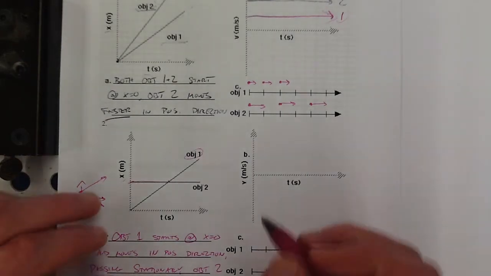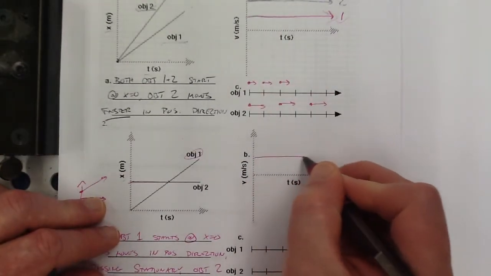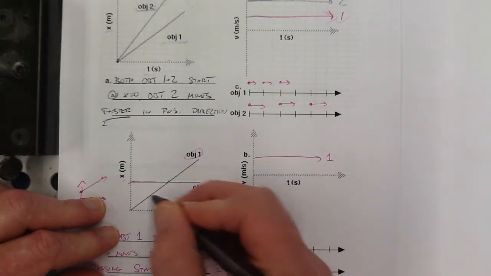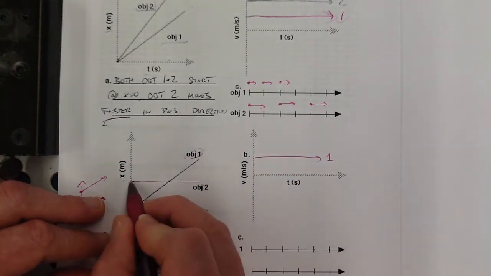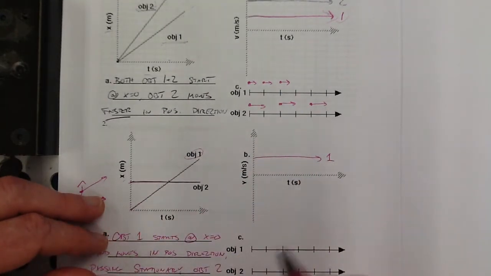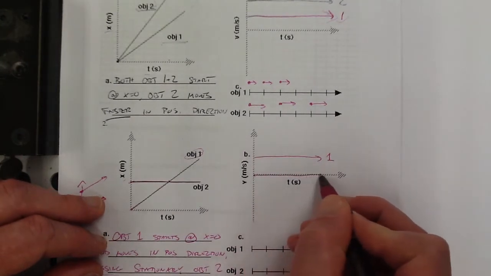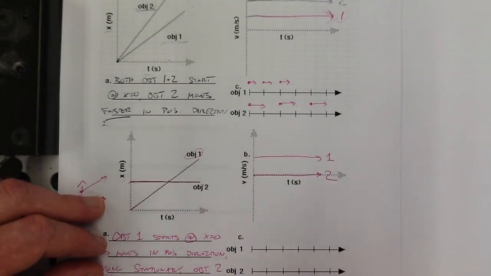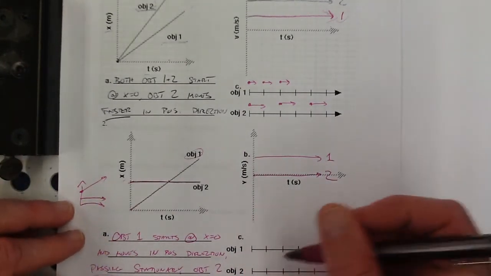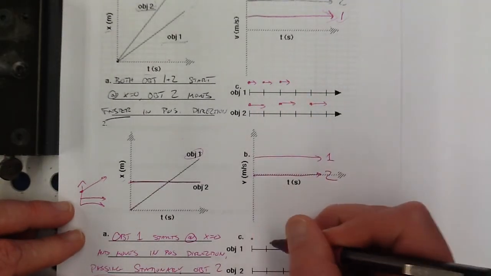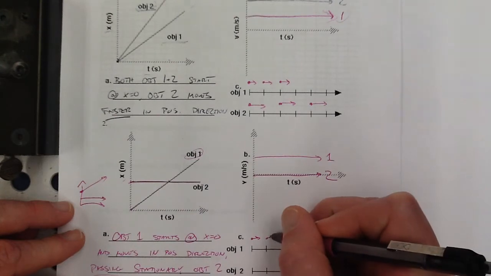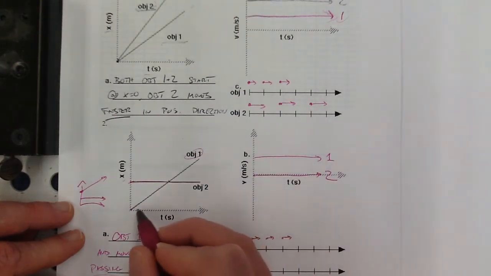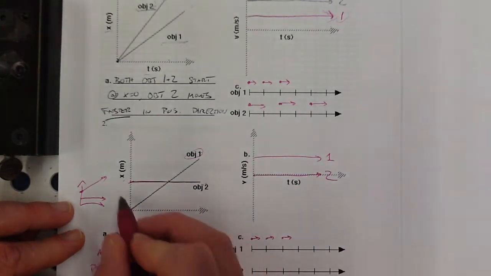All right, so object 1, same thing. It's got a positive constant velocity. And here, object 2 is not moving, so its velocity is 0. So object 1 is going to look just like what we did here. And then object 2 is stationary, but it's not stationary at 0.